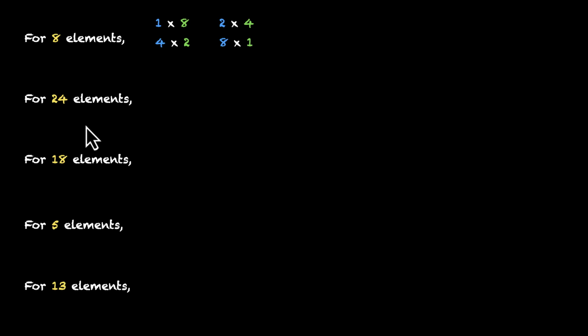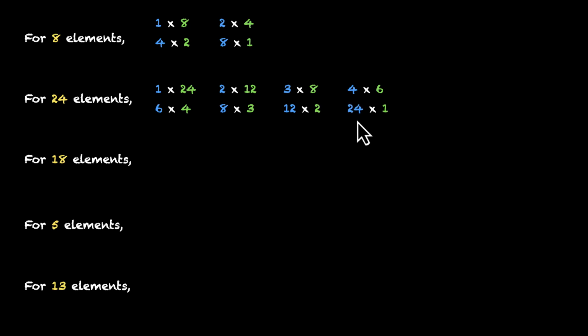Let's look at the next one. 24. It's a big number. Let's count the number of possible orders. We can have 1 row and 24 columns. So 1 by 24. We can have 2 rows and 12 columns. So 2 by 12. We can have 3 rows and 8 columns. We can have 4 rows and 6 columns. And we can flip them around. We can have 6 rows and 4 columns, 8 rows and 3 columns, 12 rows and 2 columns, and finally we can have 24 rows and only 1 column, all of them stacked in 1 column. So how many possible orders? 1, 2, 3, 4, 5, 6, 7, and 8 possible orders.